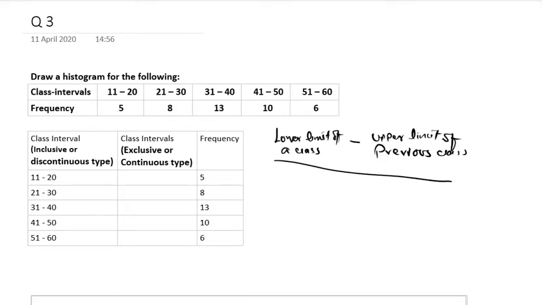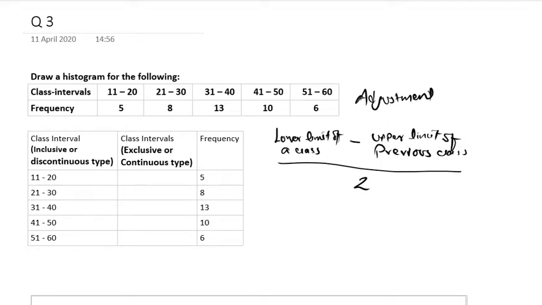I'm sorry for that. Crooked lines are my today's talent. Okay, sorry. The whole upon 2. So what is this? This is the adjustment factor. So the adjustment factor is the lower limit of a class, let's say 21, minus the upper limit of the previous class, that is 20, the whole upon 2. 21 minus 20 is 1 by 2, that is 0.5.